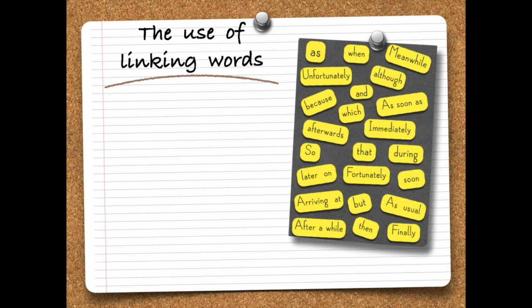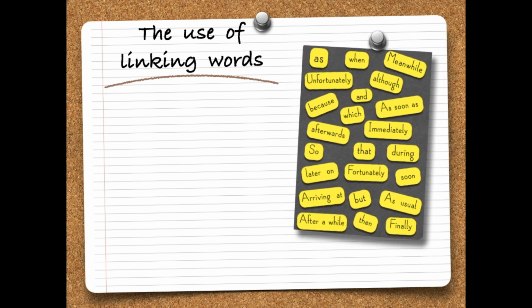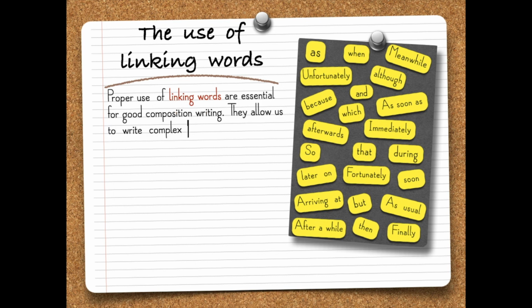Next, we are going to examine the use of linking words. On the right are some examples of linking words, such as although, soon, as usual, when, etc. Proper use of linking words is essential for good composition writing. They allow us to write complex sentences.